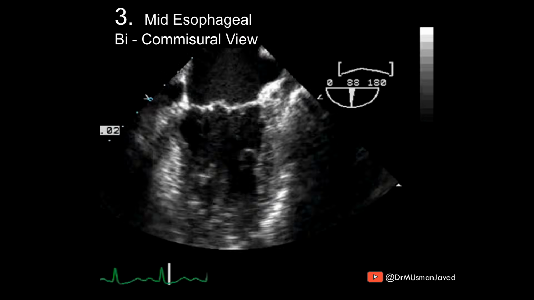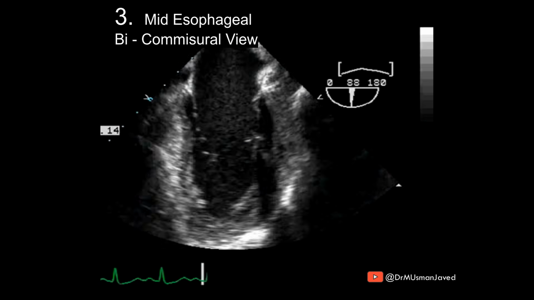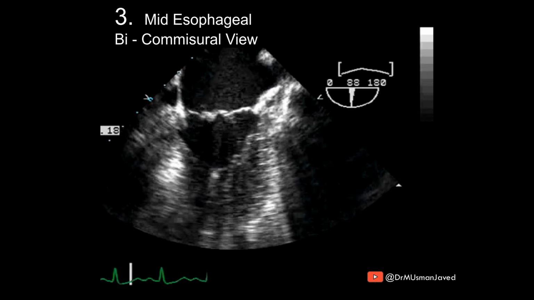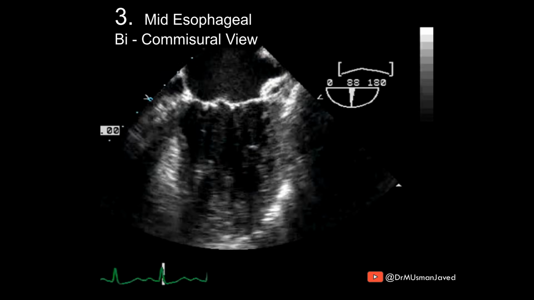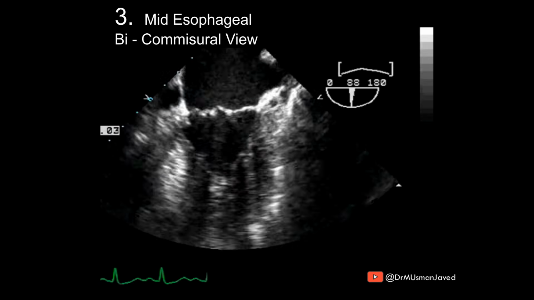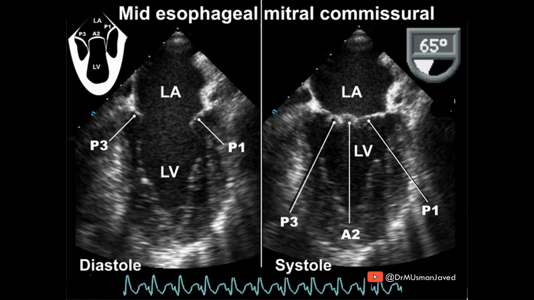Mid-esophageal bicommissural view is obtained by angling the beam to about 60 to 70 degrees. It's a great view to assess mitral valve scallops. Probe can be directed anteriorly or posteriorly to assess all the scallops. In the midway between anterior and posterior, P1, A2, and P3 scallop can be visualized.